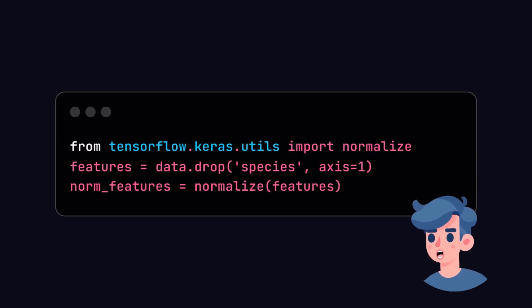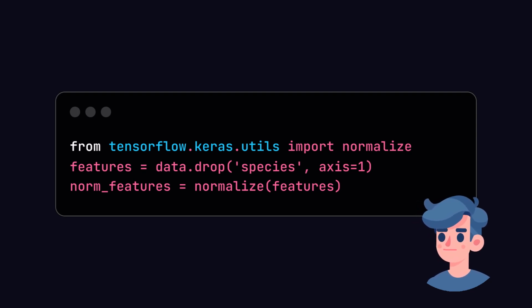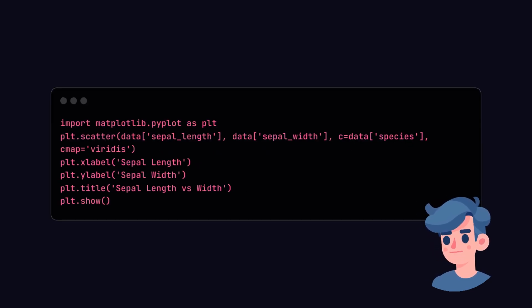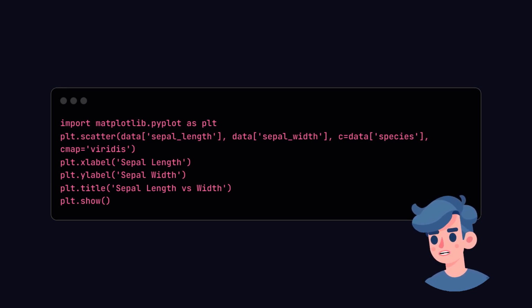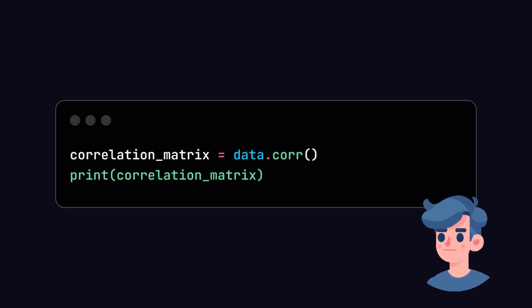Next, we can normalize our feature measurements. Normalizing is crucial as it ensures that all features contribute equally to the analysis. We'll use TensorFlow's pre-processing tools for this. Now that our features are normalized, we can visualize our data. Visualization helps in understanding the distribution and relationship of the features, which is essential for effective analysis. From the scatter plot, we can see some distinct clusters that may help us distinguish between the different species.